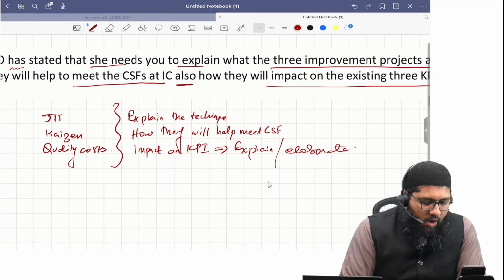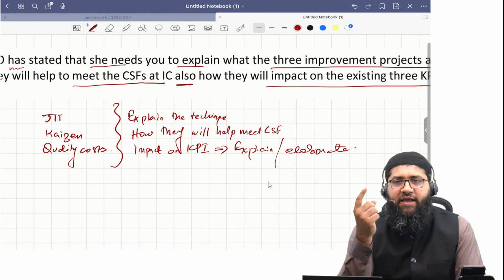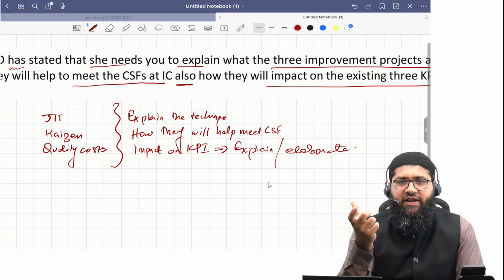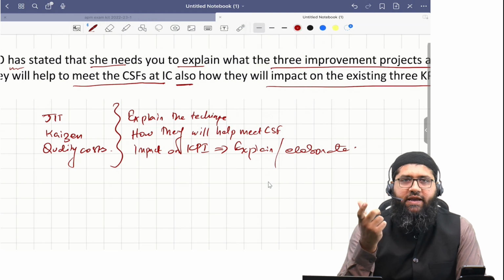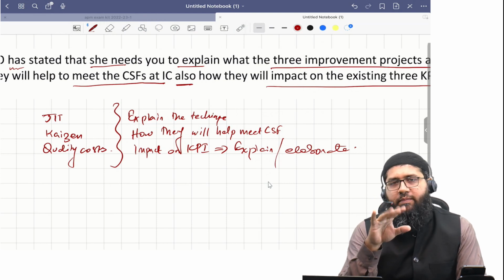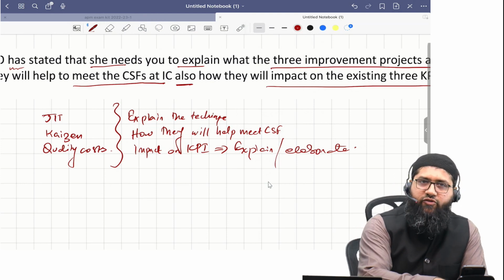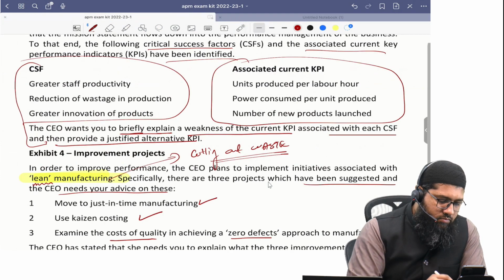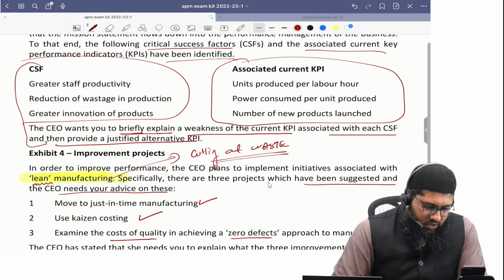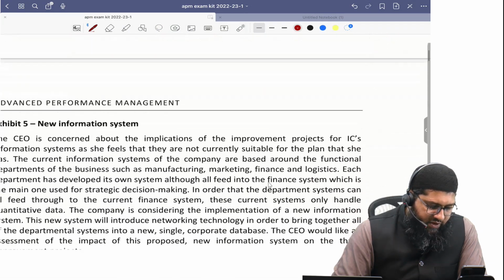So this is what you would do. For each of the techniques, explain what just in time is, what Kaizen costing is, and the quality costing principle, the different heads under which you classify the quality cost, and so on and so forth. So this is what you would do with respect to this question.